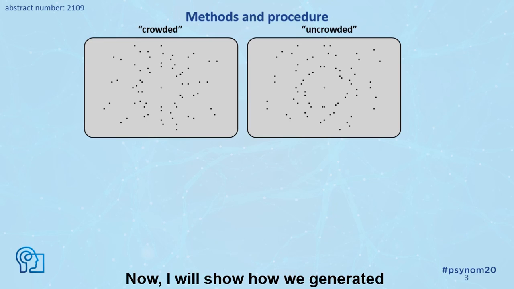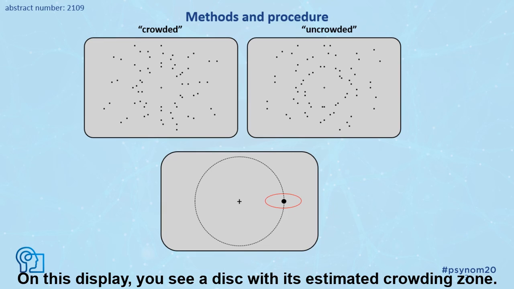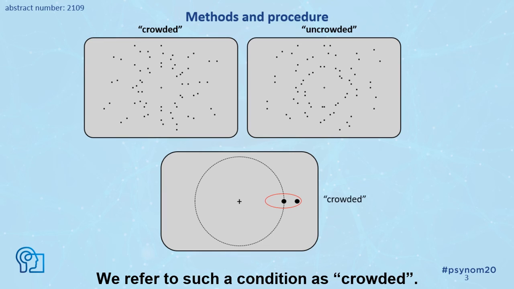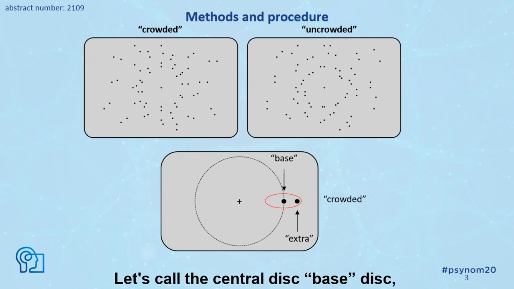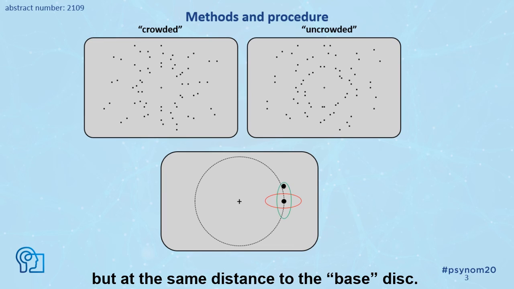Now I will show how we generated the crowded and uncrowded displays. On this display, you see a disk with its estimated crowding zone. Now an extra disk is added inside the crowding zone. We refer to such a condition as crowded. Let's call the central disk base disk and the other one extra disk. Now we place the extra disk outside the crowding zone, but at the same distance to the base disk.